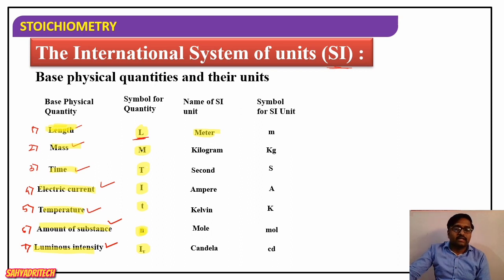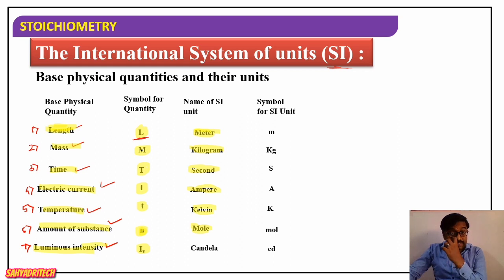How do we write it? METER, meter. For mass, what is the SI unit? Kilogram is the SI unit. Time, second is the SI unit. Electric current, ampere. Temperature, Kelvin. Amount of substance, mole. Luminous intensity, candela is the SI unit.